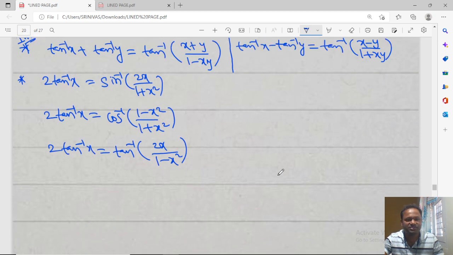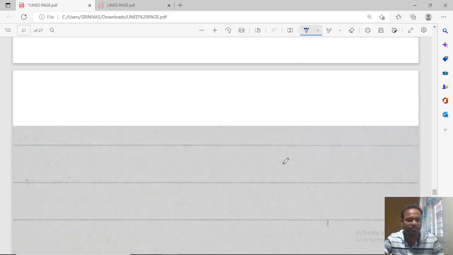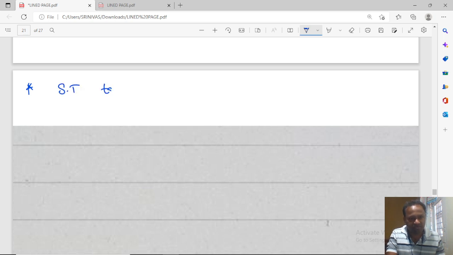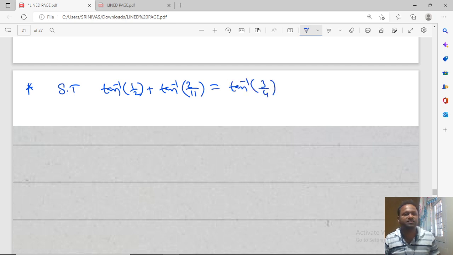Okay, right. So based on these conditions, I will do some problems. See, first problem, which is important in exam and which is frequently asked. What is that question? Show that tan inverse 1 by 2 plus tan inverse 2 by 11 is equal to tan inverse 3 by 4. This is the question.